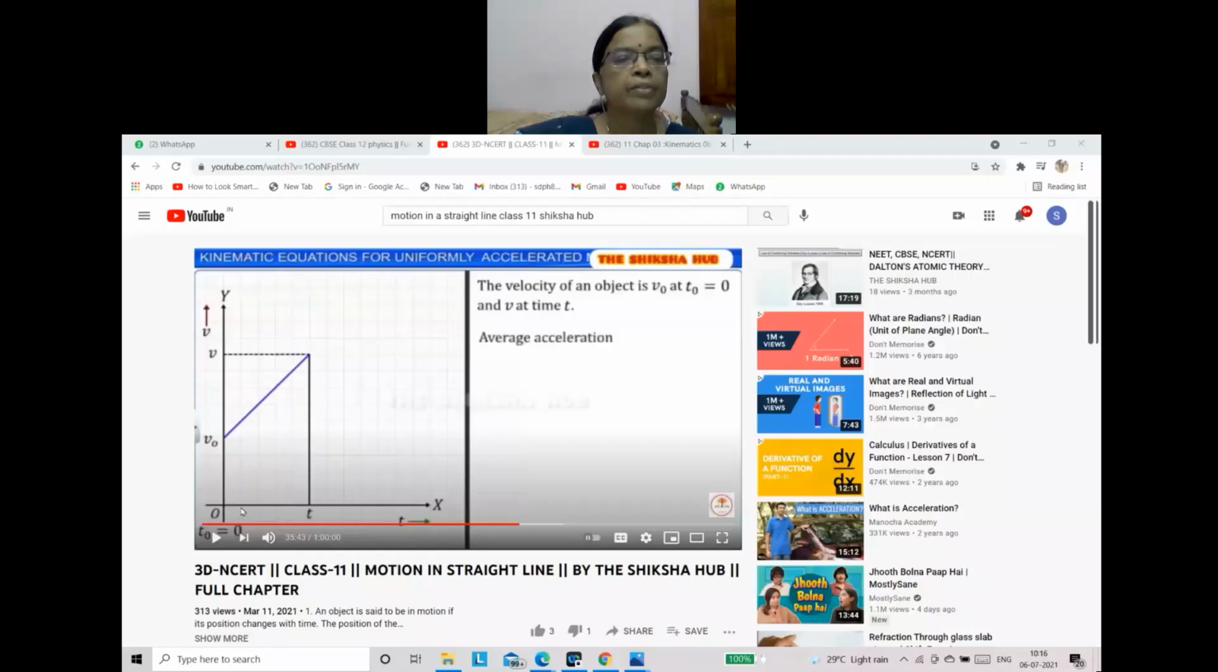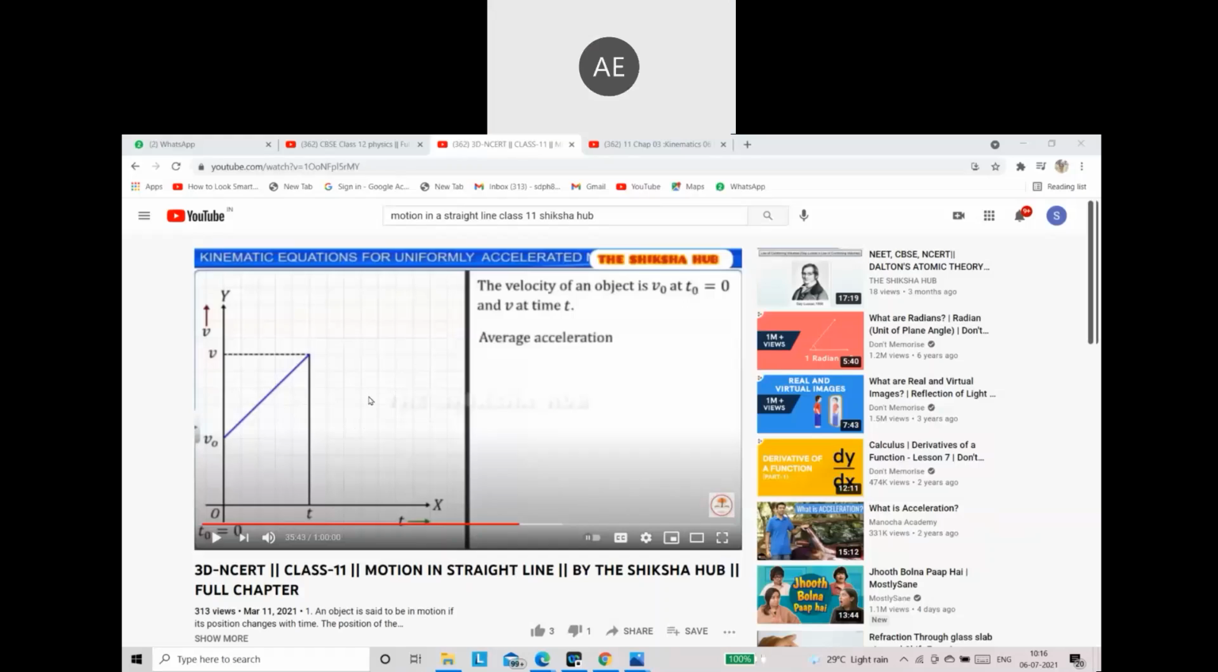See this. Yes, teacher. Time here, velocity here. Time here, velocity here. Is the velocity increasing? Yes, teacher. Is it uniform? Increase in velocity, is it uniform? Yes, teacher. So it is a uniform velocity motion or a uniform accelerated motion?